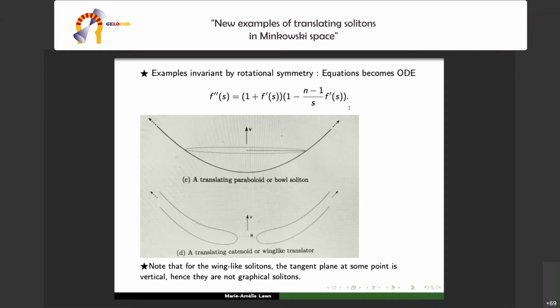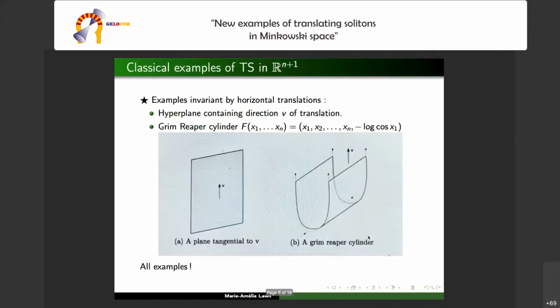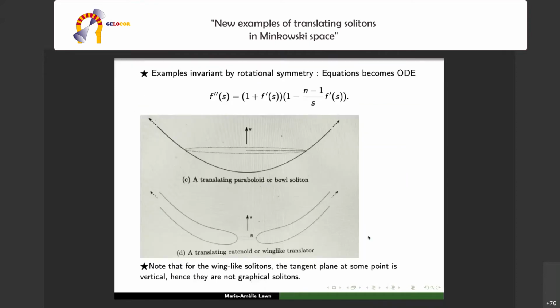And one nice thing which I want you to remember is that in this case, the equation becomes a nice ODE. So this complicated equation we had here, in the case of rotationally invariant symmetries, becomes an ODE, actually in the case of horizontal translation as well. And this is an example of a much more general geometric statement, actually, which we're going to discuss later.